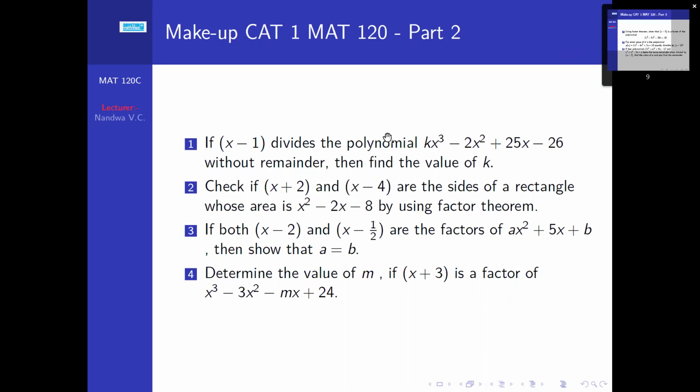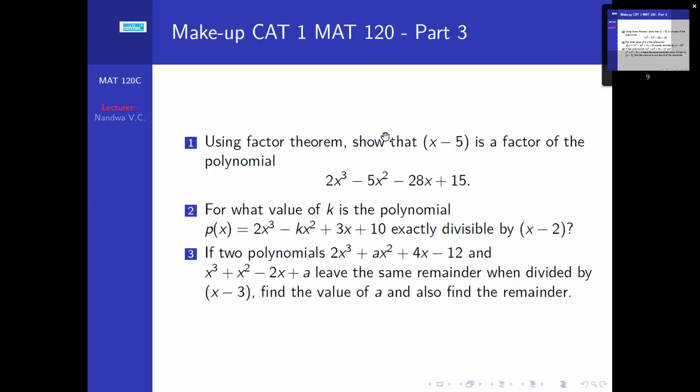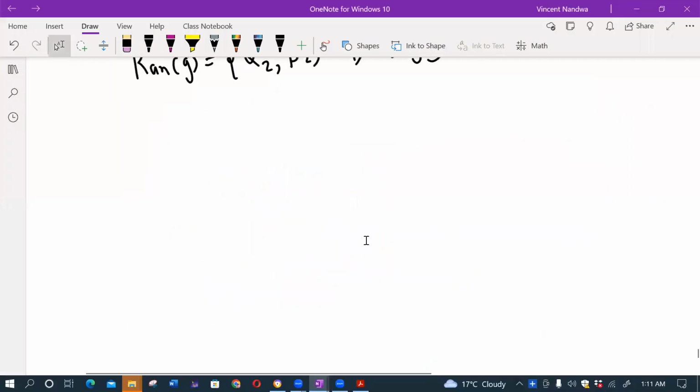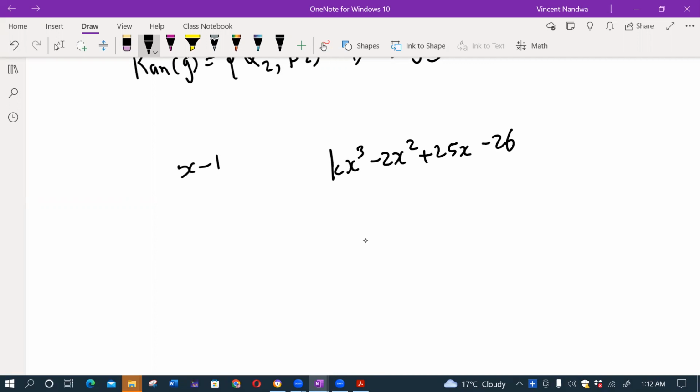Let's discuss the solutions to these problems. So if x minus 1 divides the polynomial kx cubed minus 2x squared plus 25x minus 26 without a remainder, find k.